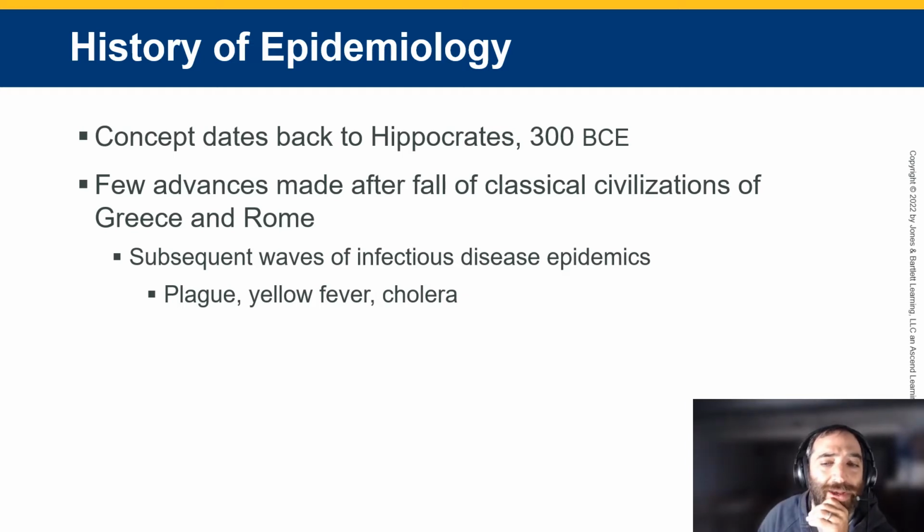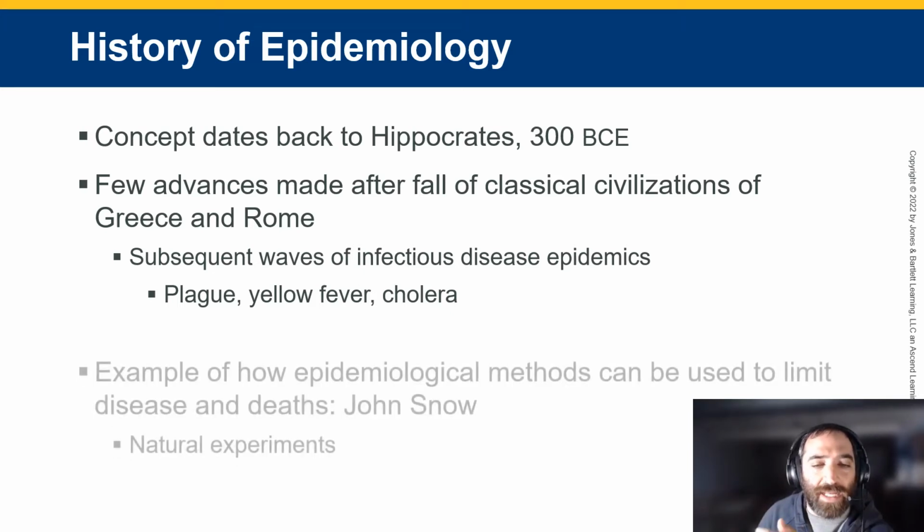Because they were not moving things forward after the fall of the Roman and Greek Empire, there were subsequent waves of infections, epidemics such as the plague. They would come in and kill a bunch of people, and then they would leave, and there wasn't a whole lot of understanding of why it happened, and so another one would come and kill a bunch of people, without much understanding of what was going on.